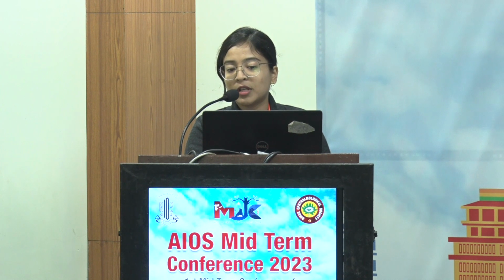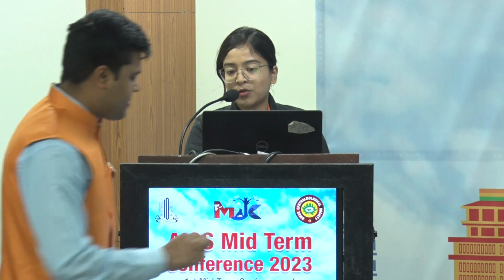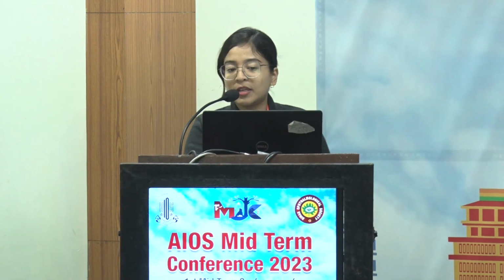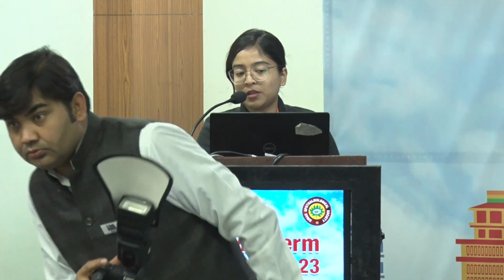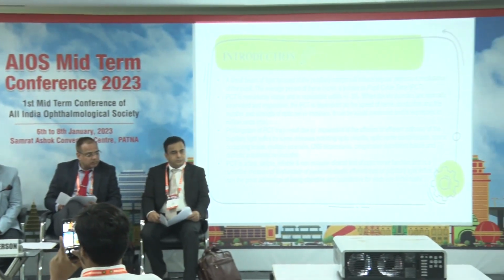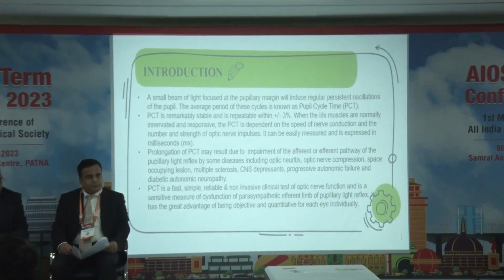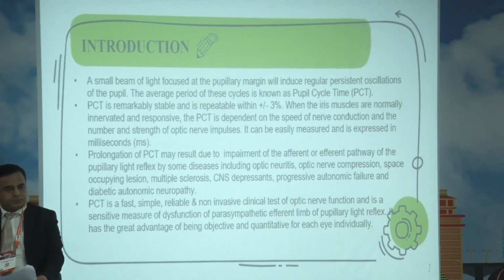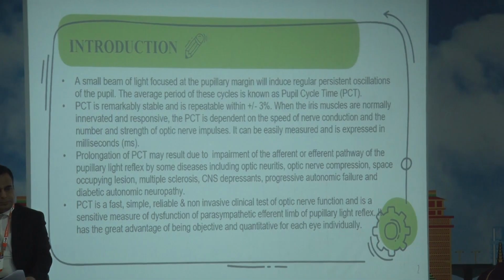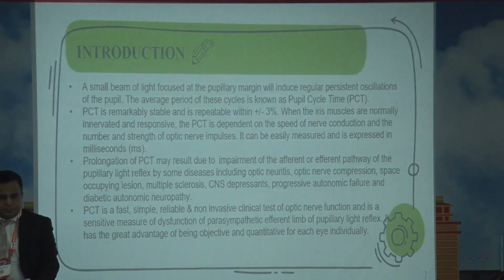Prolongation of PCT may result due to impairment of the afferent or efferent pathway of the pupillary light reflex by some diseases including optic neuritis, optic nerve compression, space-occupying lesion, multiple sclerosis, CNS depressants, progressive autonomic failure, and diabetic autonomic neuropathy. PCT is a fast, simple, reliable, and non-invasive clinical test of optic nerve function and is a sensitive measure of dysfunction of the parasympathetic afferent limb of pupillary light reflex. It has the great advantage of being objective and quantitative for each eye individually.